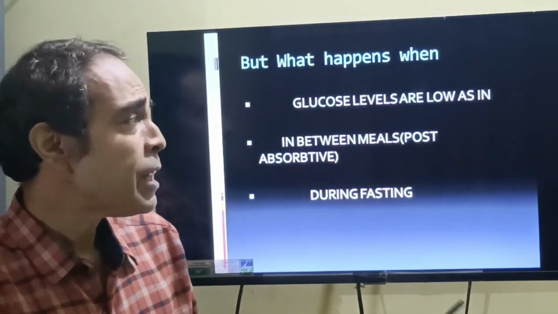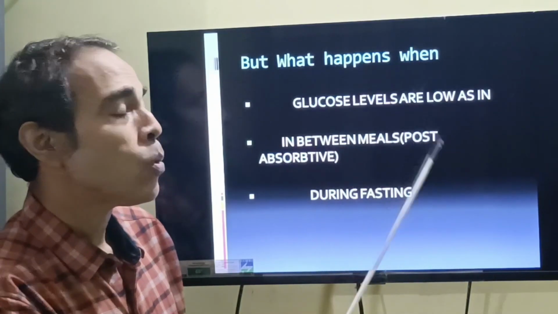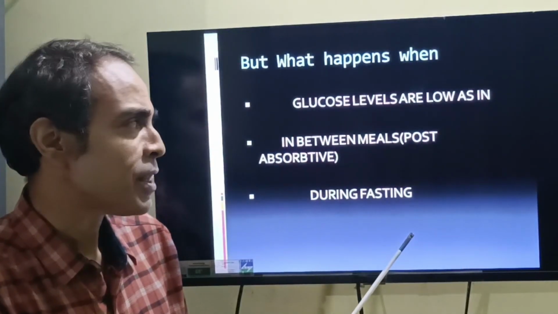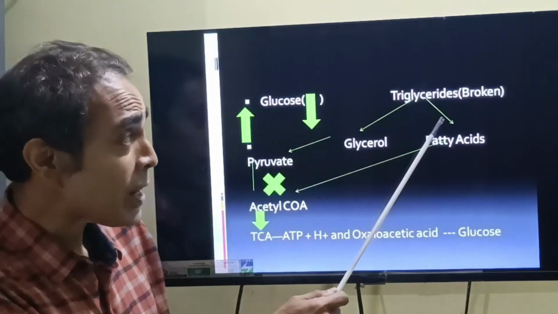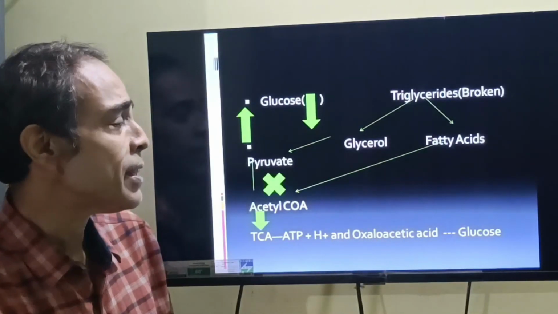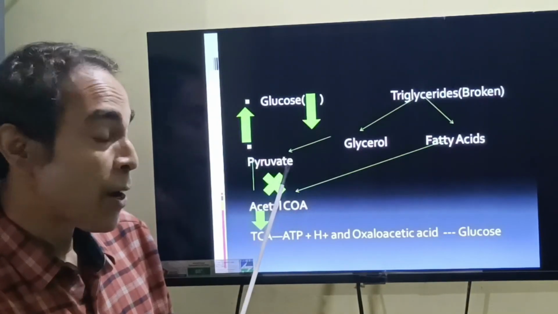But what happens, suppose, in between meals? What happens to the fat when we are not taking food? The glucose levels are low, as in between fuels, which is called the post-absorptive state, or when we are doing some fasting. So now the glucose levels are low, the fats are broken down, the triglycerides in the liver are broken down again into glycerol and fatty acids. The glycerol jumps inside the cell to form pyruvate.